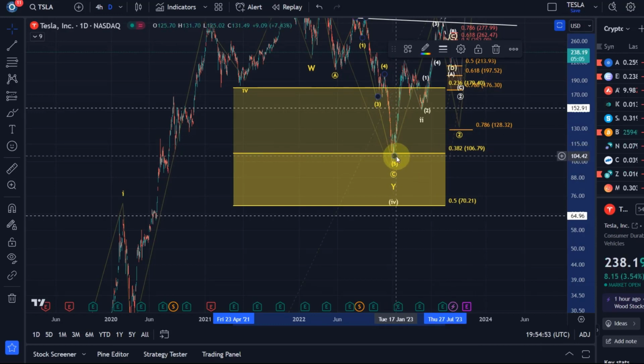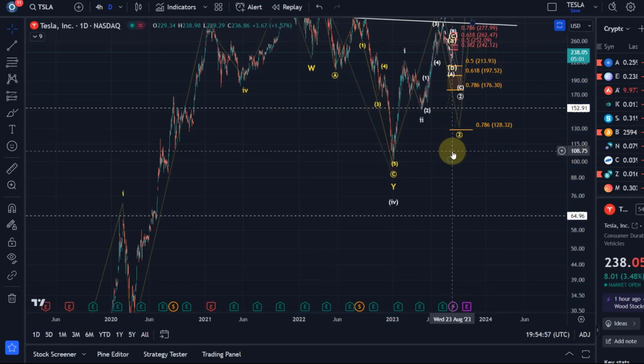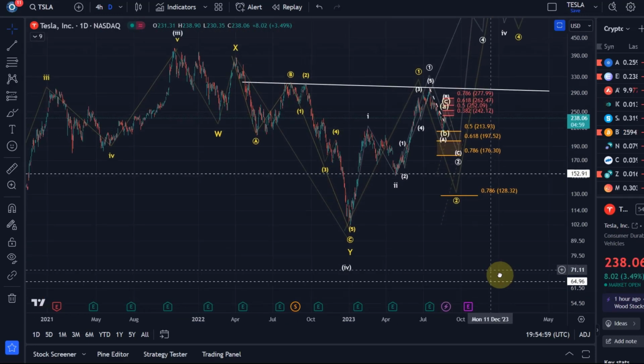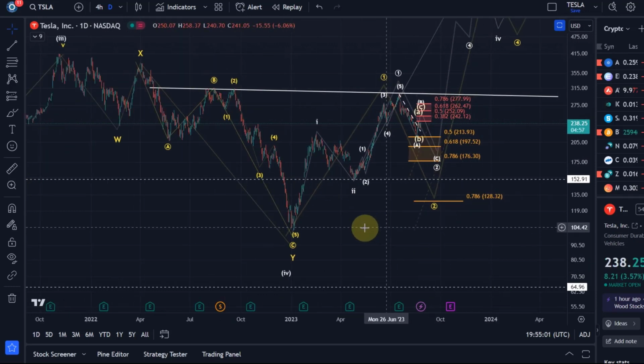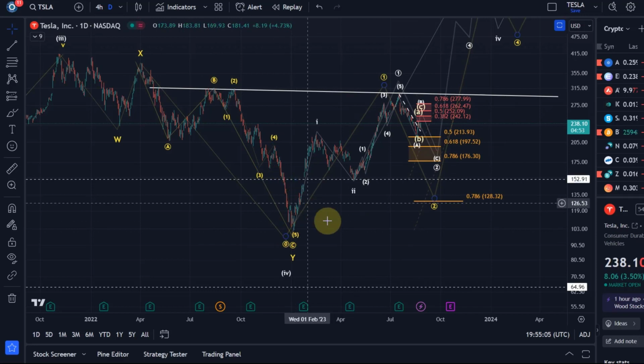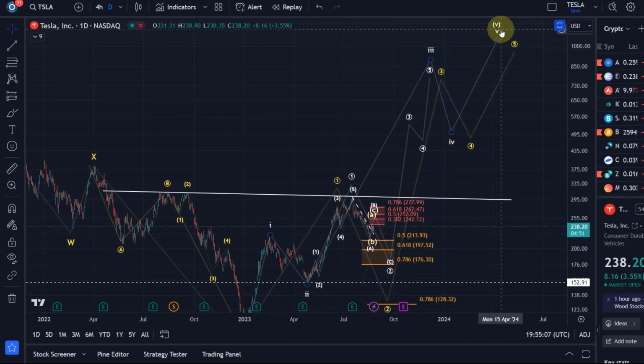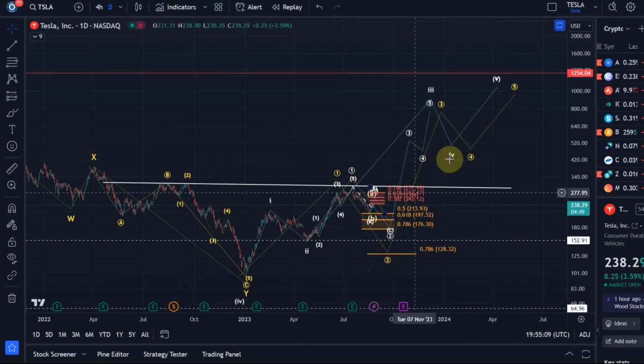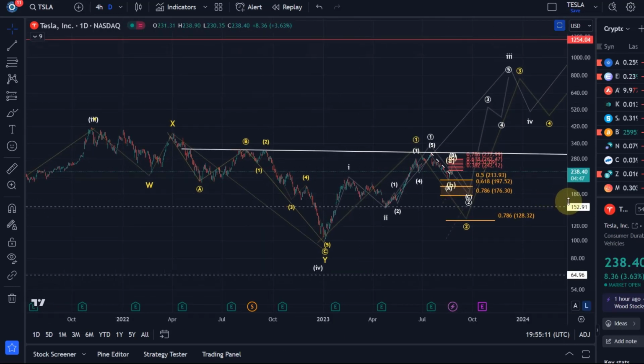That's an ideal target for a fourth wave, and therefore I assume it's finished. Now it's not guaranteed. We're all dealing here with probabilities, but it is likely it's finished. Therefore, I assume we're now in this fifth wave to the upside, which still has a lot of room to go. There are two wave counts.